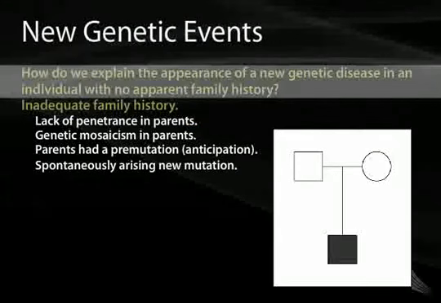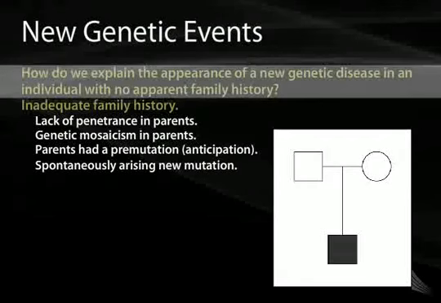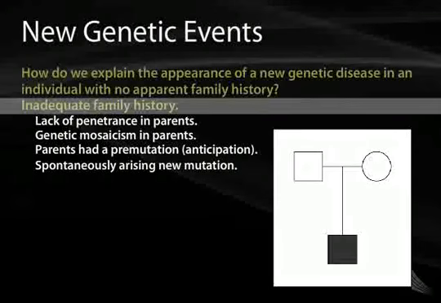Now, how do we explain the appearance of a new genetic disease in an individual with no apparent family history? Can we call it a discordance? Do we call it a new mutation? There are lots of possibilities that could explain this, right? For example, inadequate family history. Perhaps we don't know enough of the background to decide, is this autosomal? Is it sex-linked? Is it dominant? What is it? What's going on?